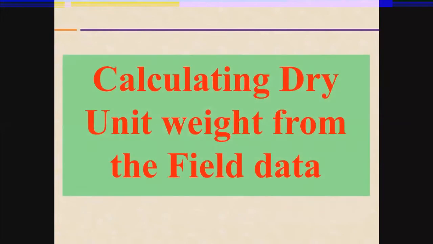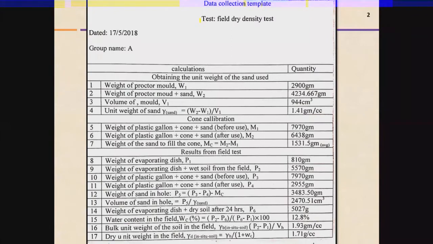Guys, now let us calculate the dry density value of soil from the captured data of the field. For that purpose, I will use this table. Over here, I will put the name of the experiment, the test name: field dry density test. Over here, let's suppose I will record the date, and over here, I will put the name of the group.